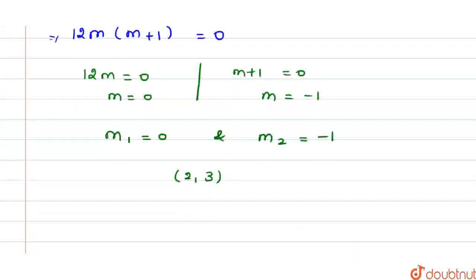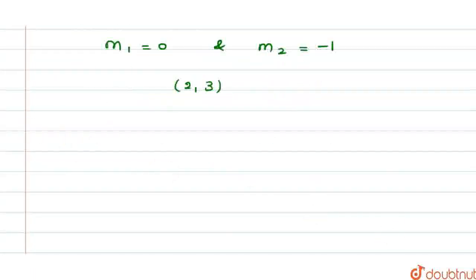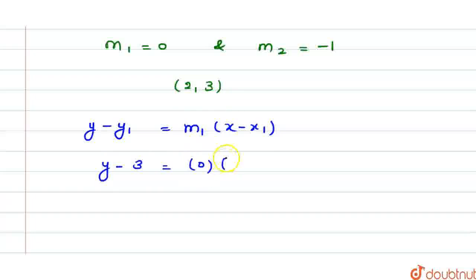Now let us write the equations of both the tangents. For the first tangent, I am taking slope m1, which is 0. So the equation of the first tangent will be y − y1 = m1(x − x1). Here x1 and y1 are the point (2,3). So this will be y − 3 = 0 × (x − 2), that is y = 3. This is the equation for one tangent.